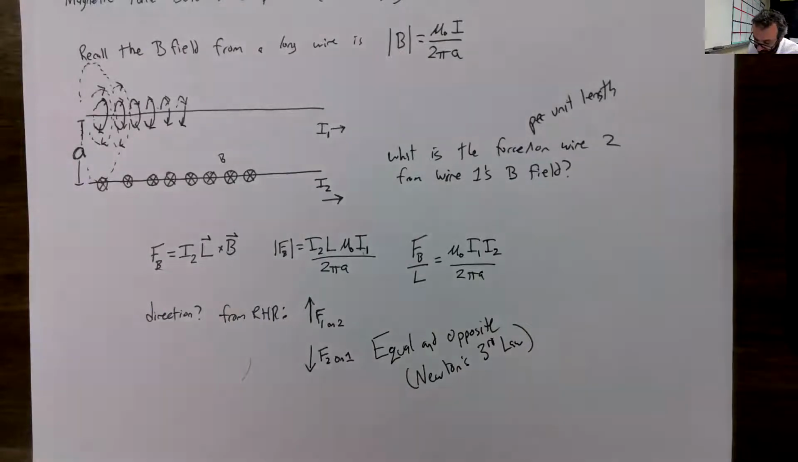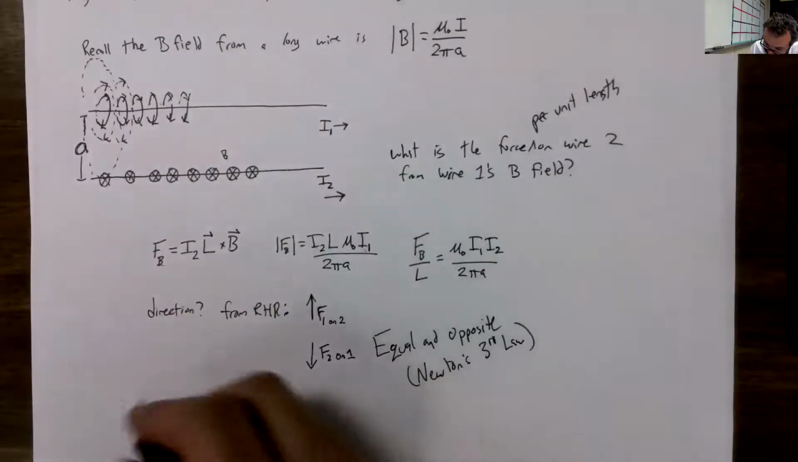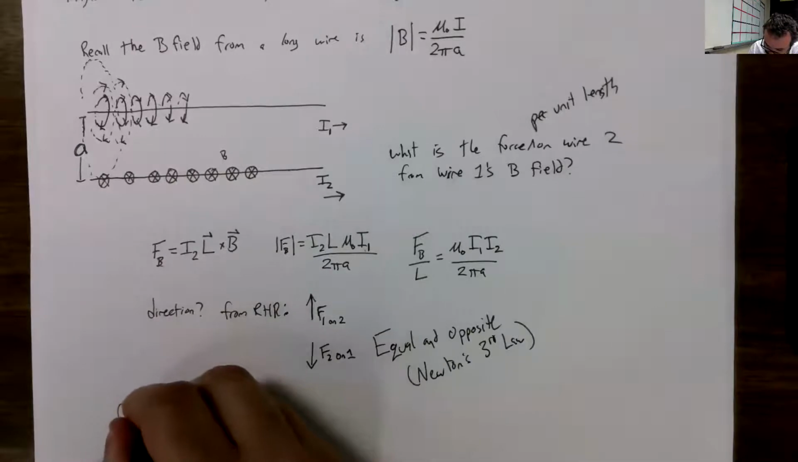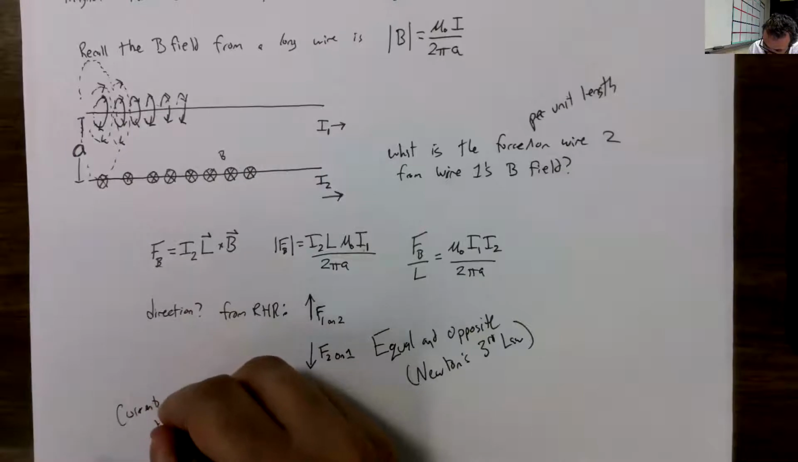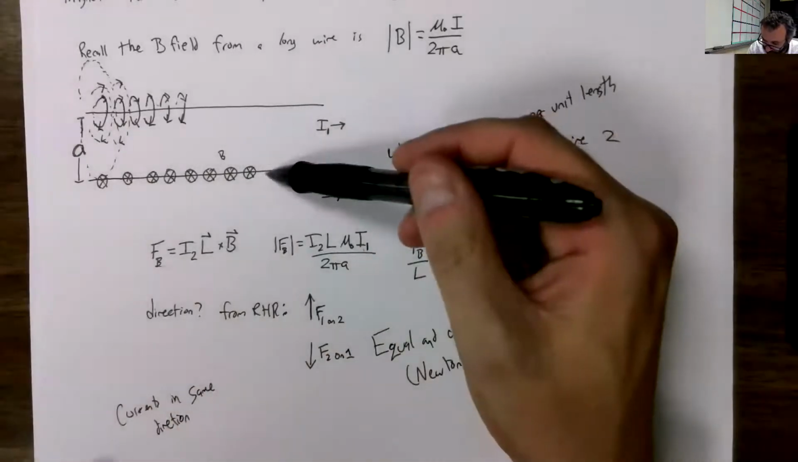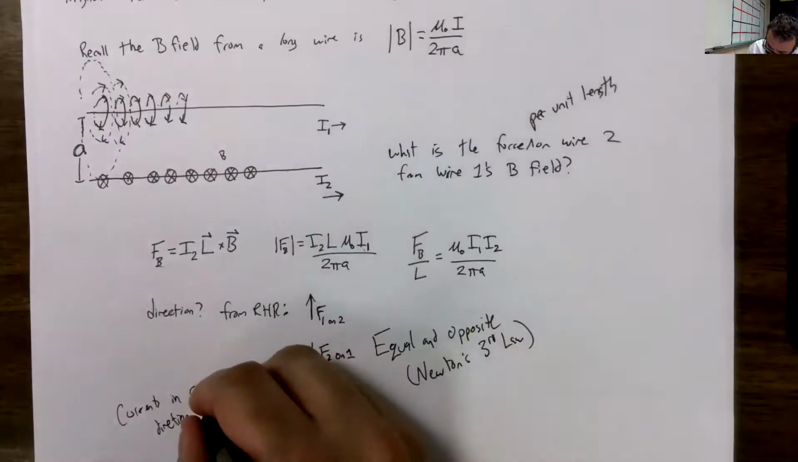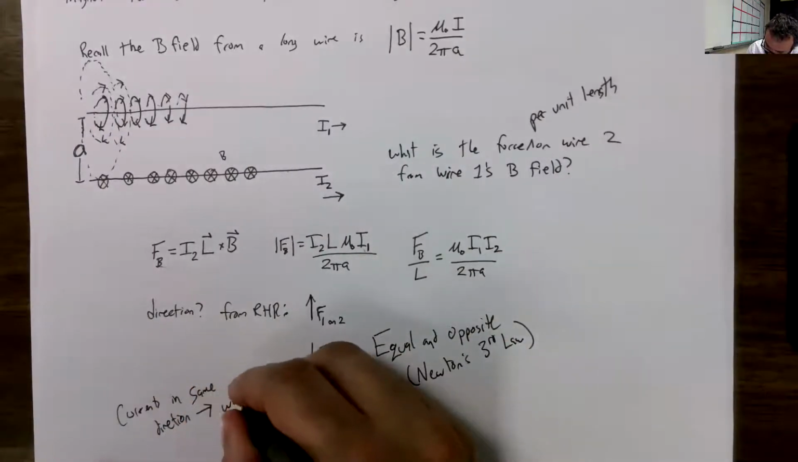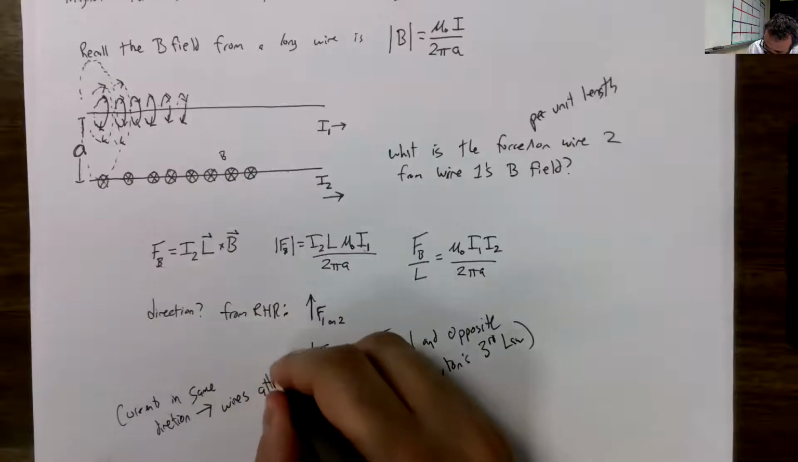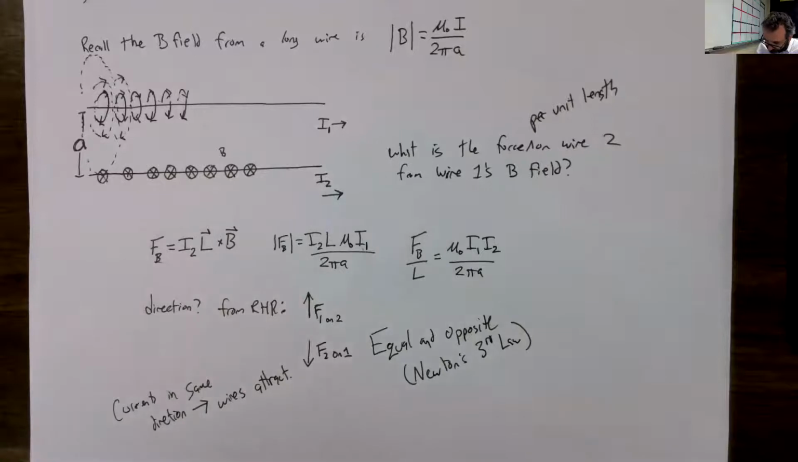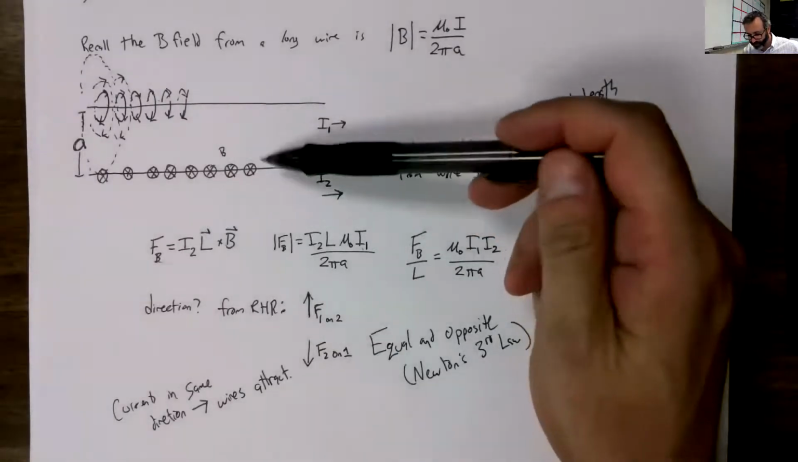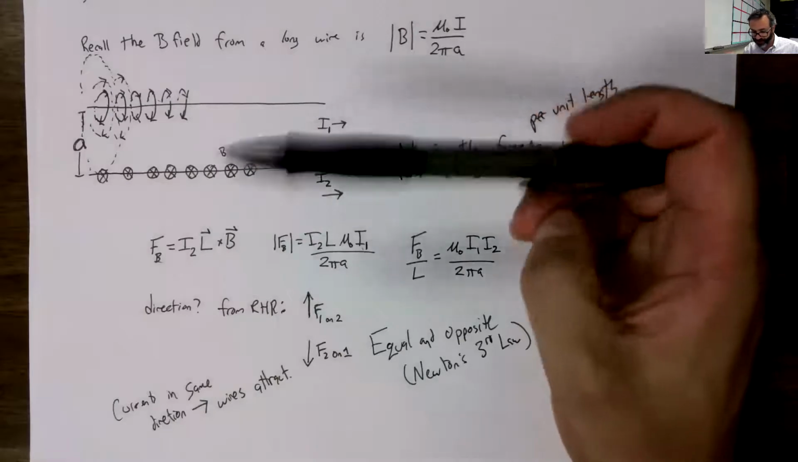So what we can say is that if the currents are in the same direction, and wire 2 feels an upwards force and wire 1 feels a downwards force, that means the wires attract. Are we okay with that? We can see that the wires are attracting because current 2 feels an upwards force, current 1 feels a downwards force.